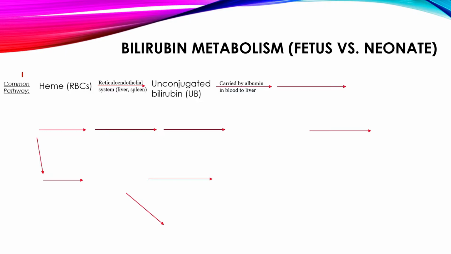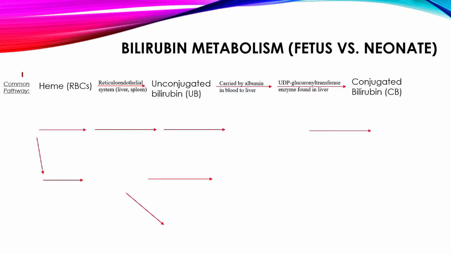It's carried by albumin in the blood to the liver. We talked about this previously, the importance of albumin. So unconjugated bilirubin is very fat soluble. It can't dissolve into the plasma, so it needs to be carried by albumin. And when it reaches the liver, it gets conjugated by the UDP glucuronidyltransferase enzyme. And then we have our safe form, conjugated bilirubin, that doesn't cause us problems.